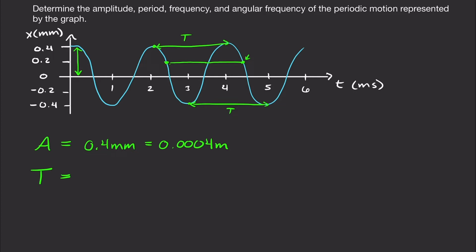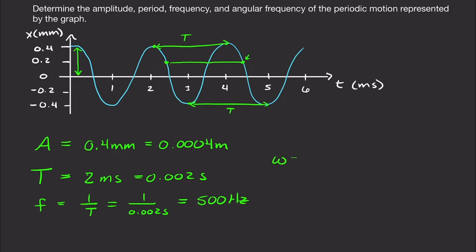But those for this graph don't line up along a number on the t-axis. So we'll just use one that's easy. So we'll do this top, peak to peak. That's going to be 4 milliseconds minus 2 milliseconds, or a 2 millisecond, or 0.002 second period. The frequency is then 1 over the period, 1 over 0.002 seconds. And that comes out to 500 hertz.